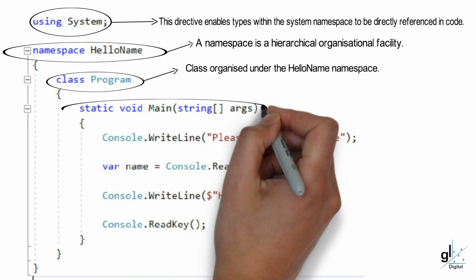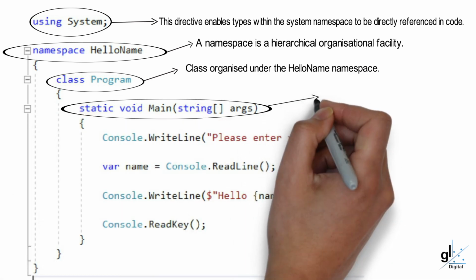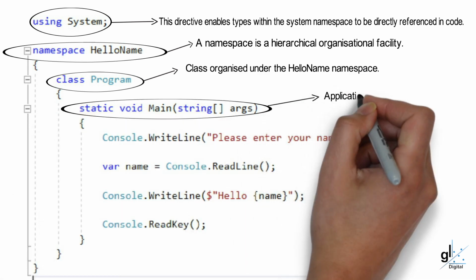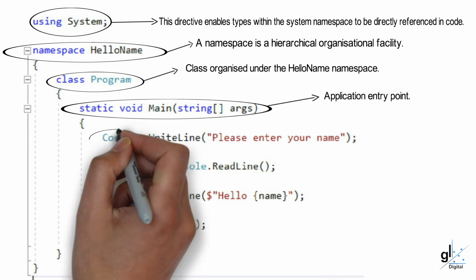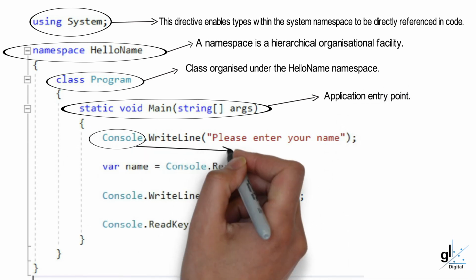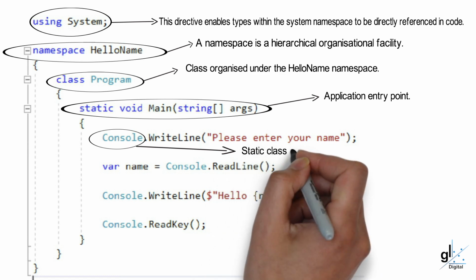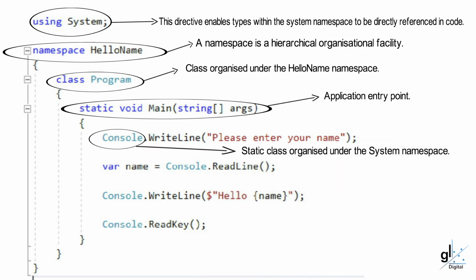Here we have our static main method, which we have discussed. It is our application's entry point. And here we have the Console static class, which is a member of the System namespace. We are able to consume the Console class method without preceding the class name with the System namespace because we have included the using System directive.